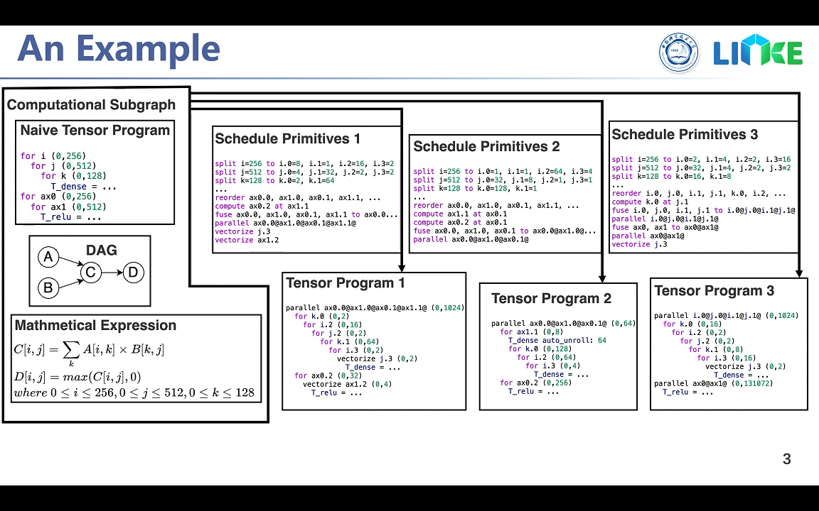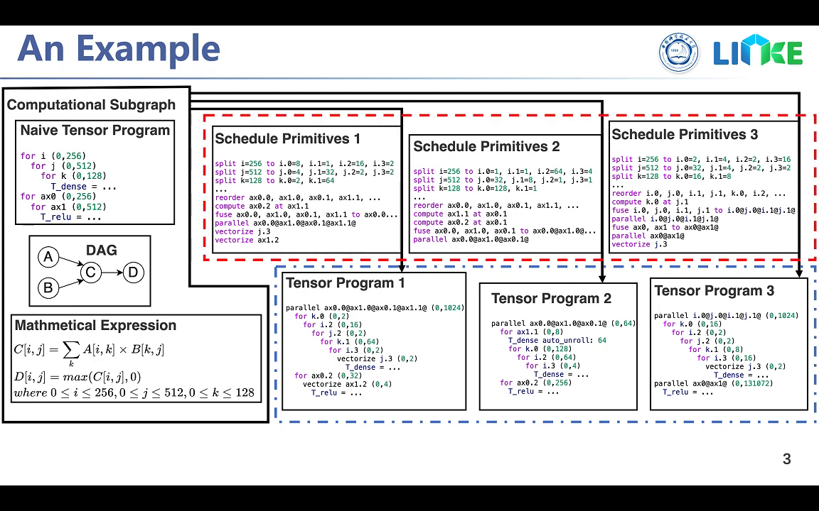Different tensor programs will be produced when different schedule primitives are applied. These tensor programs are also computationally equivalent but have different execution latencies. Instead of extracting features directly from tensor programs, TLP extracts features from primitive sequences. To our knowledge, TLP is the first cost model for tensor programs that extracts features directly from the schedule primitives.